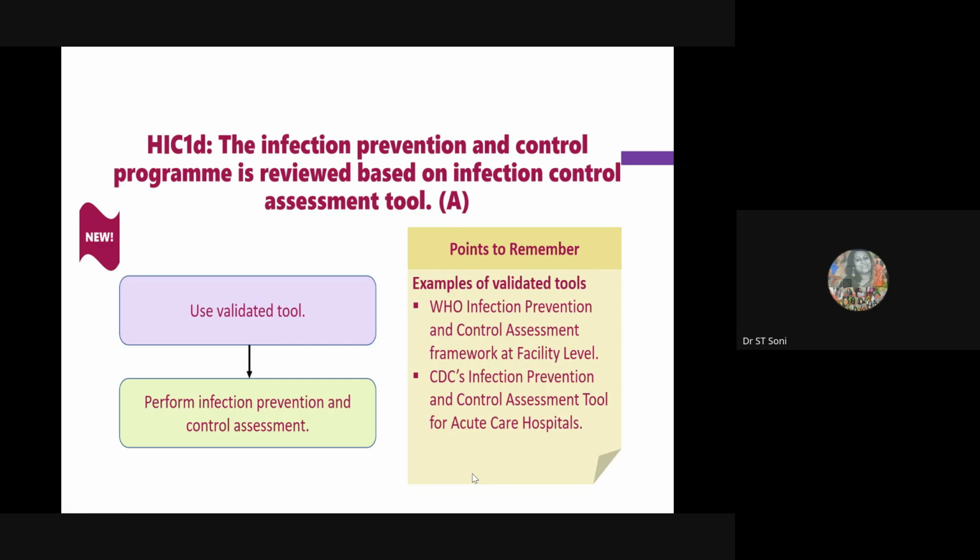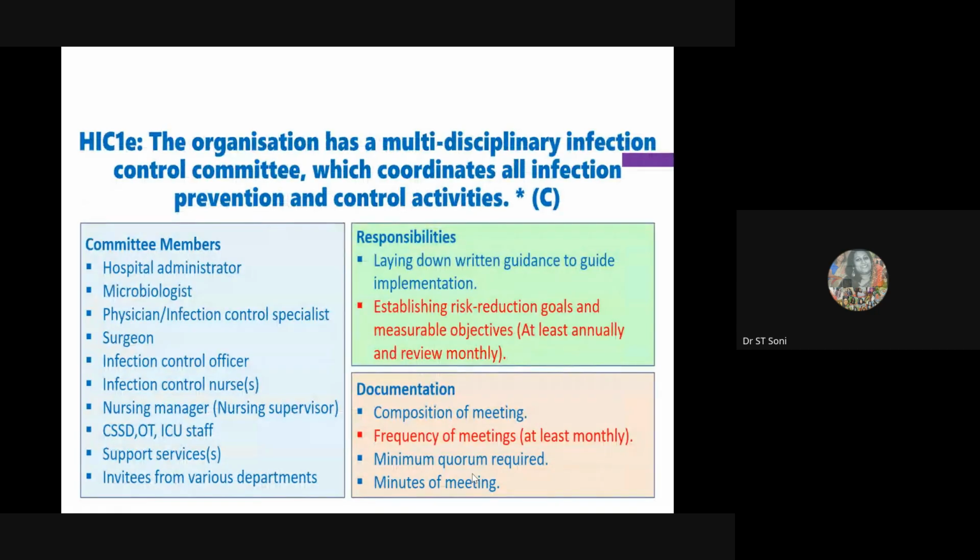The minimum things you might definitely be doing, but certain areas need improvement, and certain areas need focus. You need to target these focus areas in your infection prevention and control program, and these will become your risk reduction goals. These will become your targeted interventions.